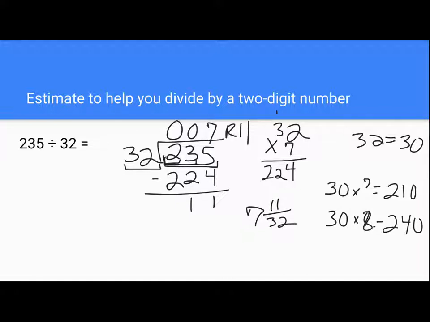So again, we want to write that as 7 and 11/32. And we're going to multiply to double check to make sure our answer is correct. So we have 32 times 7, which is 224. We need to add our remainder, so we're going to plus 11, and we end up with our original dividend. So we're good.